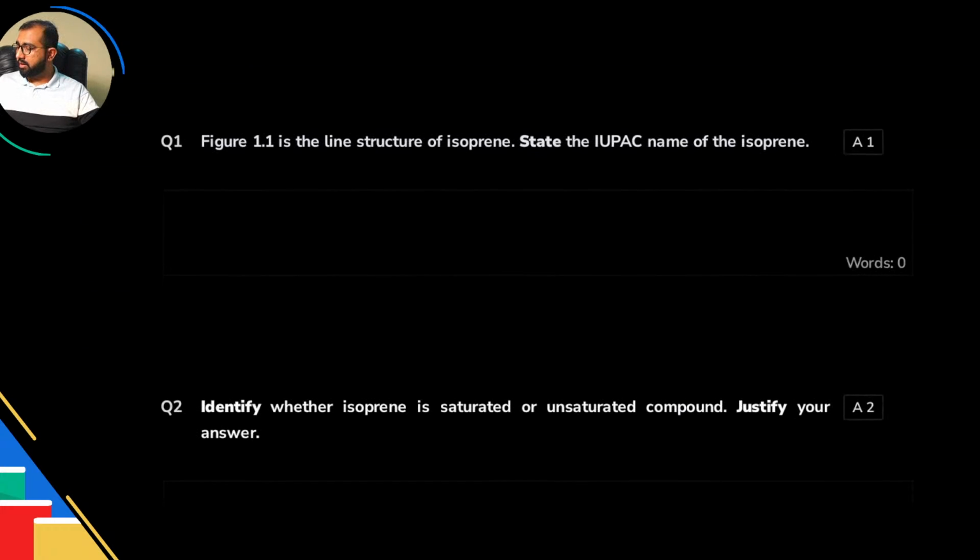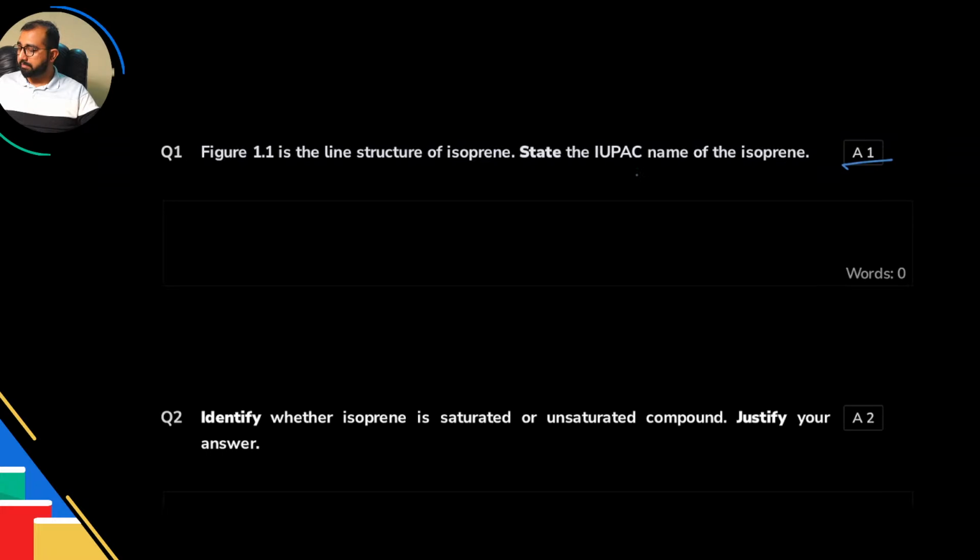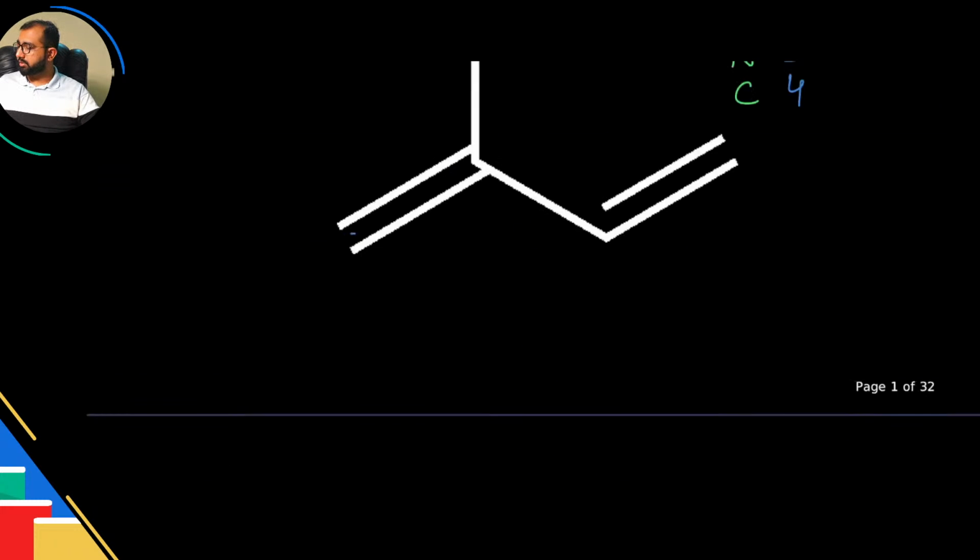Okay. Line structure of isoprene: state the IUPAC name of isoprene. This is a 1-mark question, and you have to give a name. They said state, which means you don't need to give any reasoning. So that's a command word. Always pay attention to command words when you're solving a paper. Alright, so let's see.